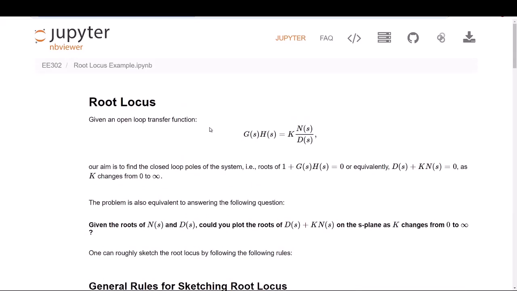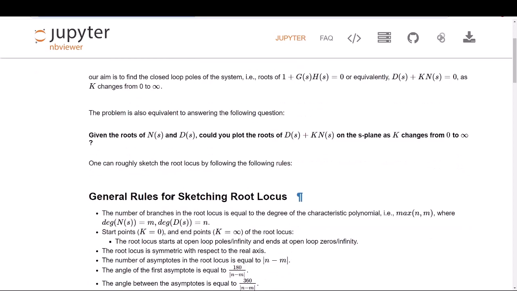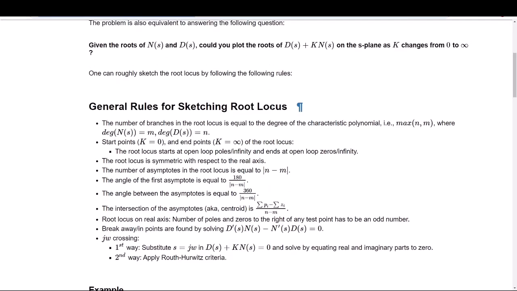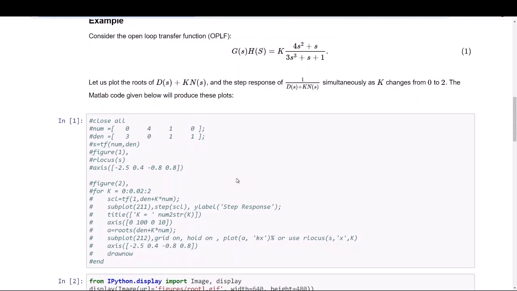On our web page we have the brief description. We have the open loop transfer function as follows, and we are looking at the roots of this as k changes from 0 to infinity. We said this has to be done by checking the magnitude and angle conditions, and by using those conditions we derived a number of rules, which you know already. So I will jump directly to the example. Consider the open loop transfer function k times 4s squared plus s divided by 3s cubed plus s plus 1.